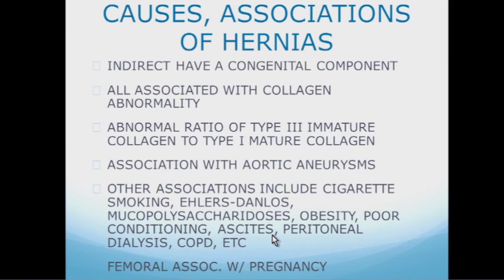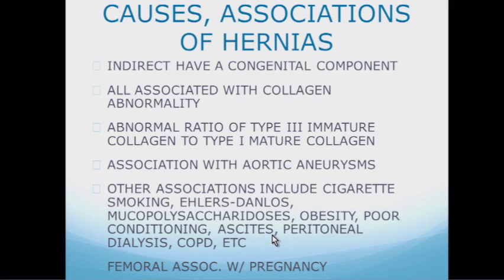Causes and associations of hernias. So the indirect hernias have a congenital component. All of these hernias are associated with collagen abnormalities. There's an abnormal ratio of type 3 immature collagen to type 1 mature collagen. The same thing that causes lousy collagen causes aortic aneurysms.